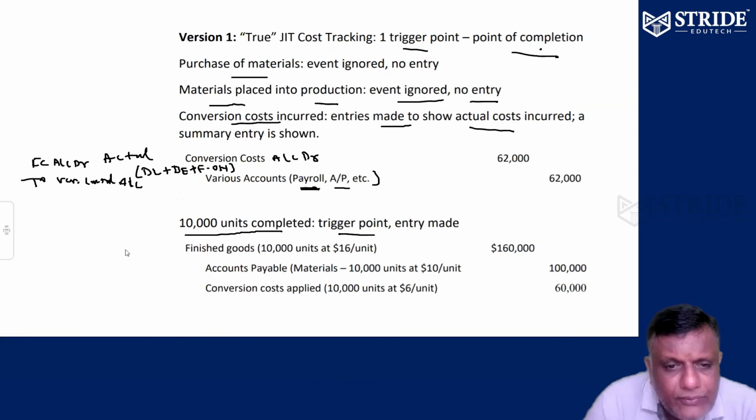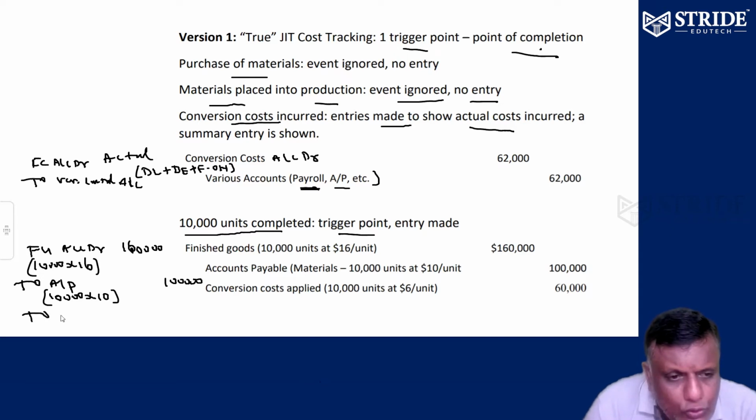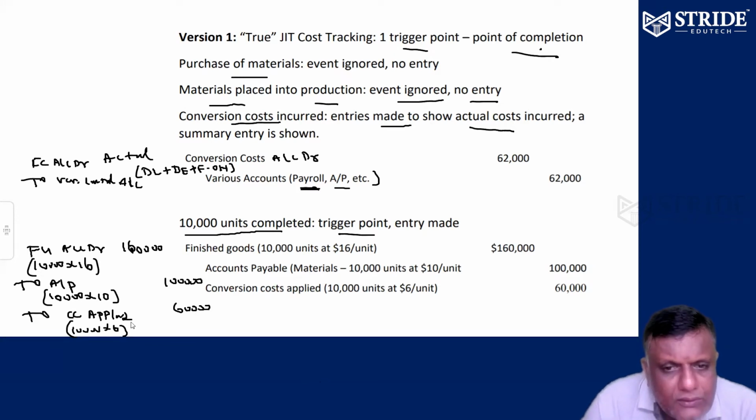Can you make an entry? Yes. Finished goods control account debit, 10,000 units into $16 per unit estimation, $160,000. To accounts payable, that is raw material purchased, 10,000 into 10, 100,000. To conversion cost applied, estimation, 10,000 into 6, 60,000.